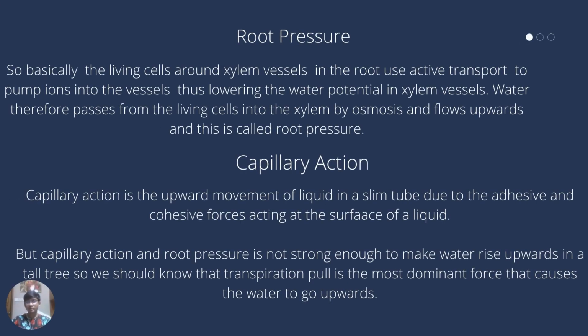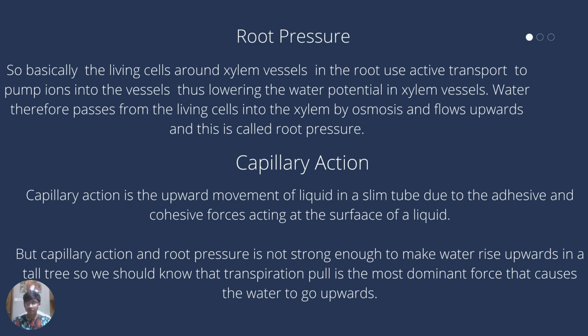So firstly, let us understand what root pressure is. Basically, the living cells around the xylem vessels in the root use active transport to pump mineral ions into the vessel, thus lowering the water potential in the xylem vessel. That is, the solution in the xylem vessels becomes more concentrated. So water therefore passes from the living cells into the xylem vessels by the process of osmosis and flows upwards up to a certain height, and this is called root pressure.